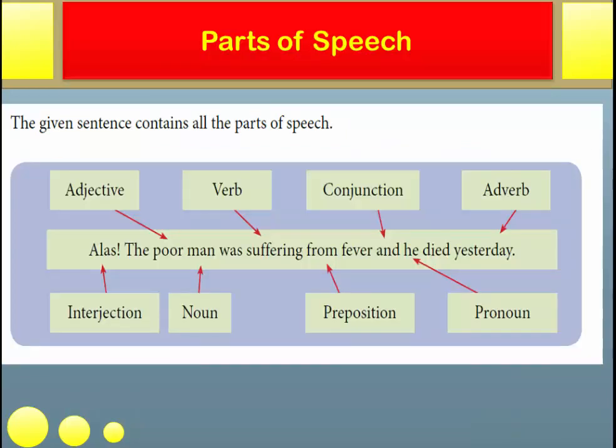Here we can see it in a sentence. Alas, the poor man was suffering from fever and he died yesterday. This alas is an interjection. Poor is an adjective, man is a noun, suffering is a verb, from is a preposition, and is a conjunction, he is a pronoun, and yesterday is an adverb. So these are the parts of speech.